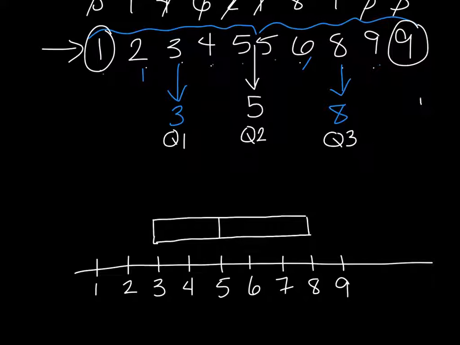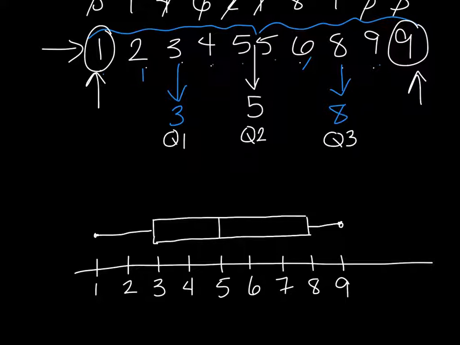And so my upper extreme is a 9, so I'm going to put a dot there and connect that. That's one of the whiskers. And then my lower extreme is a 1. I'll put a dot there and connect that, and that's my other whisker. And so now I'm done. I have my box and whiskers, and it shows me everything that I need there.